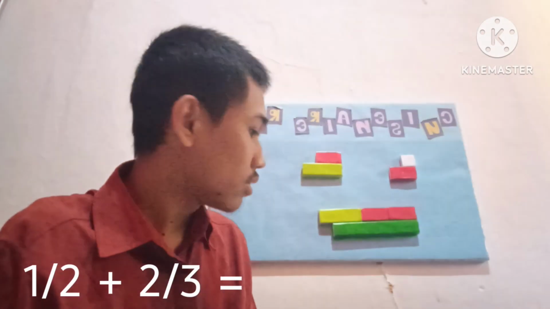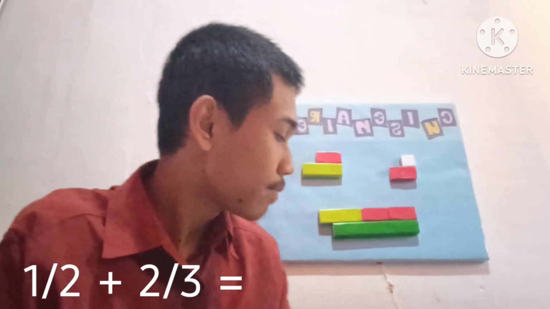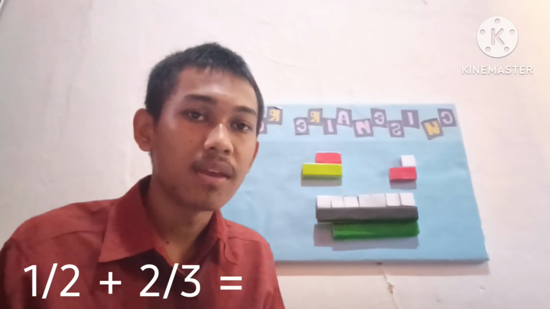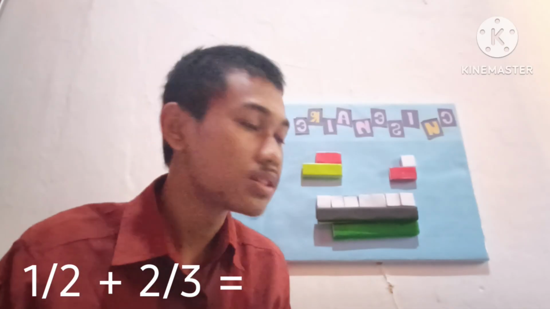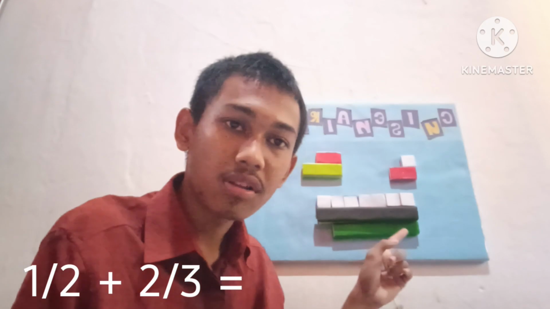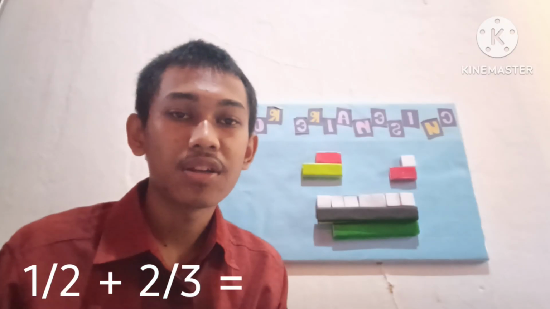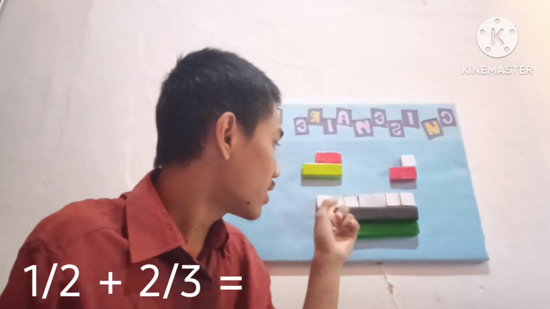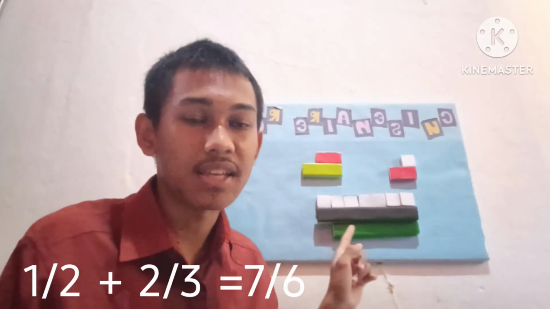This is equal with, and if we made it in units, the black rod is 7 units and the dark green rod is 6 units. So the answer is 7 over 6. Okay, let's move to the next question about subtraction.